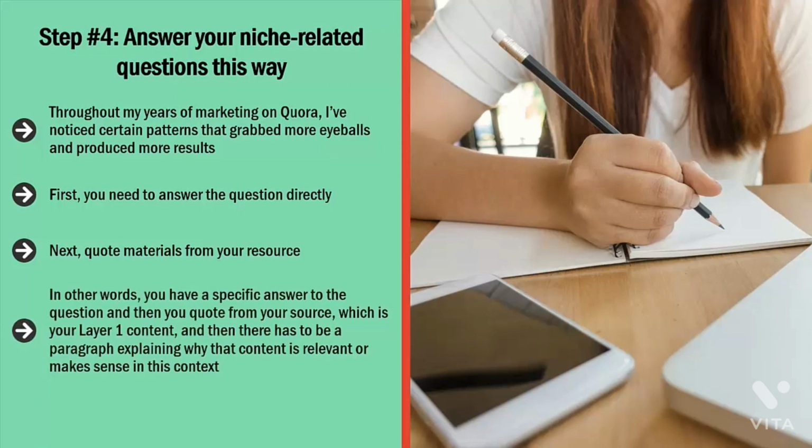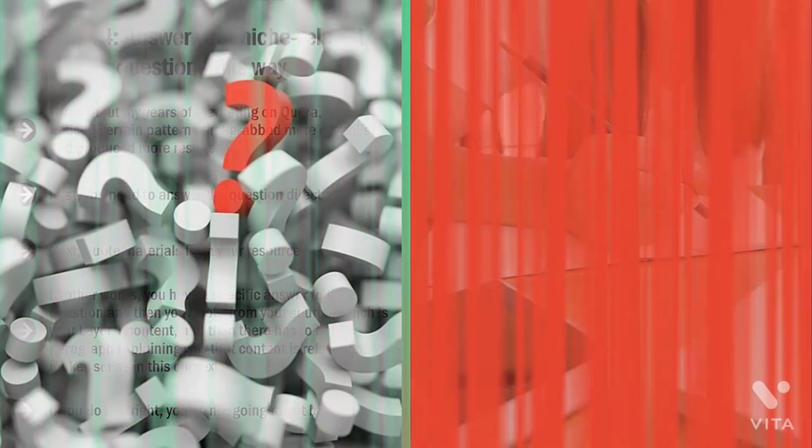In other words, you have a specific answer to the question and then you quote from your source, which is your Layer 1 content, and then there has to be a paragraph explaining why that content is relevant or makes sense in this context. After you've done that, you include a link to your Layer 1 or Layer 2 content and claim that this is your source. If you do this right, you're not going to get banned. Also, if you do this right, people who read your answer are more likely to click through.